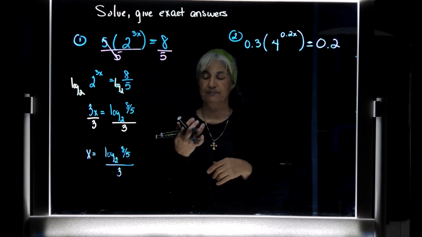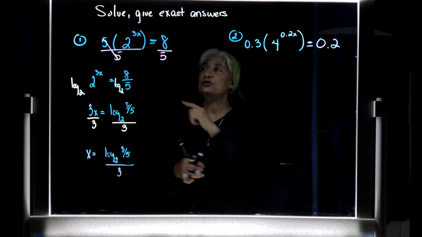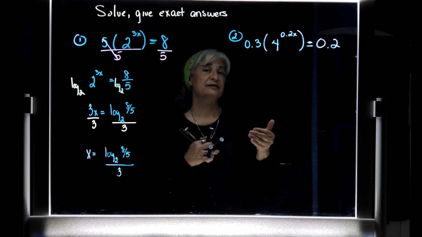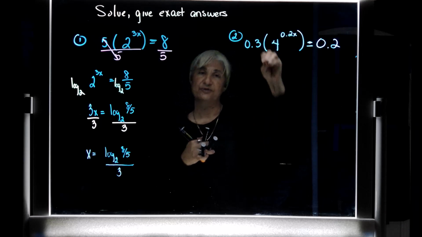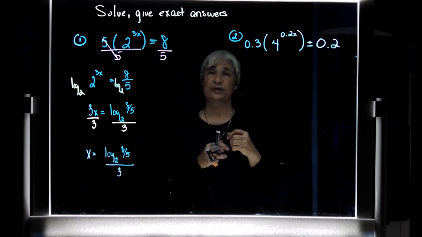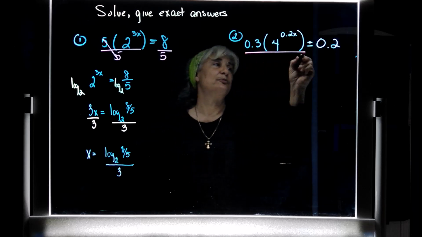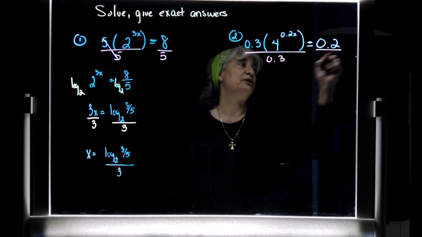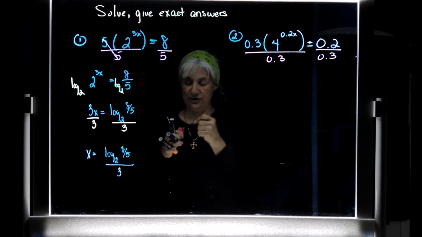Okay, so talk to me about number 2. How'd you do on number 2? Similar to problem 1 in that you need to get inside the parentheses. So get rid of what's outside the parentheses. Tell me how you did that. You divide both sides by 0.3. Understood. So what's your next line look like?